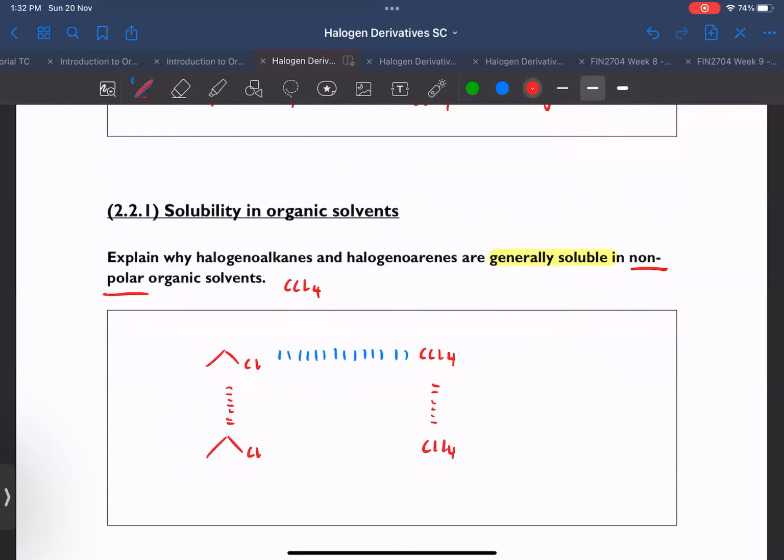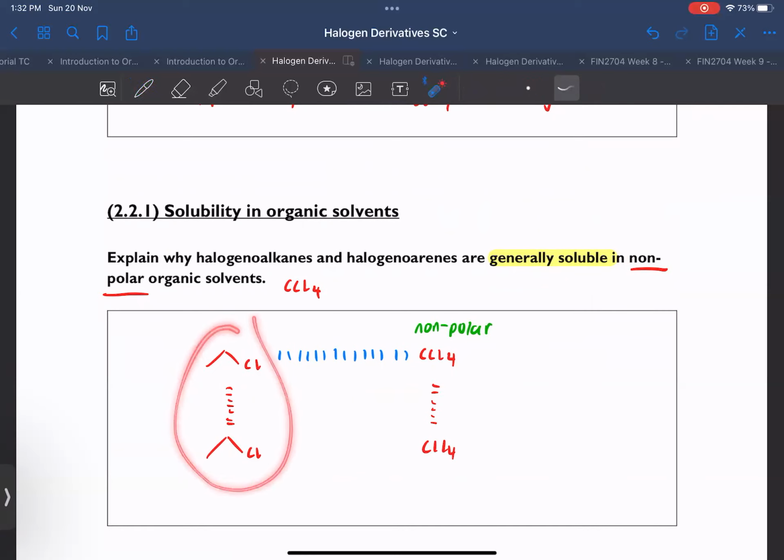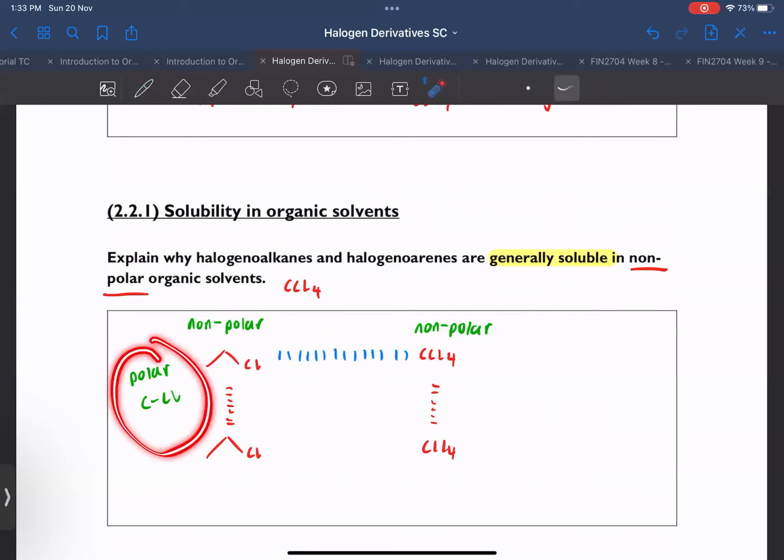Again, our job is to identify the nature of the molecule first. If they are generally soluble with each other, that means their nature has to be the same. If they already specified non-polar organic solvents, and CCl4 is non-polar, which part of the halogenated alkane should we be using here? We should also be using non-polar, such that they are compatible with each other, then they can dissolve. Imagine you chose the polar portion. The polar portion, which is the CCl bond, is not compatible with the non-polar organic solvent. Then that one is just wrong already.